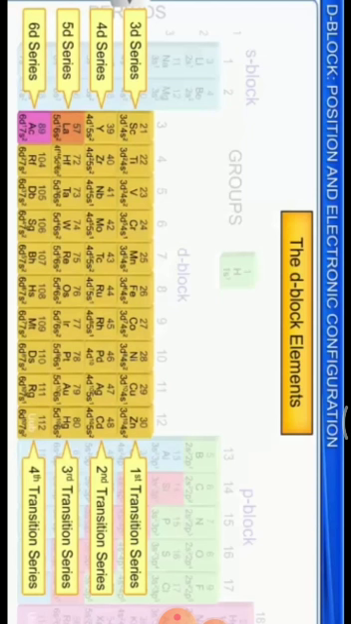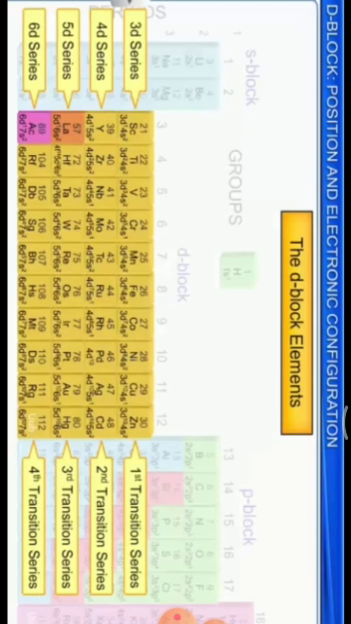The configuration of chromium is 3d5 4s1 instead of 3d4 4s2. This is because, as you know, half-filled and completely filled orbitals are highly stable. Also, the energy level difference between 4s and 3d is very small. Hence, one of the electrons from 4s jumps to 3d, so that the 3d orbital becomes half-filled, that is 3d5, and attains stability. Therefore, chromium has configuration 3d5 4s1.